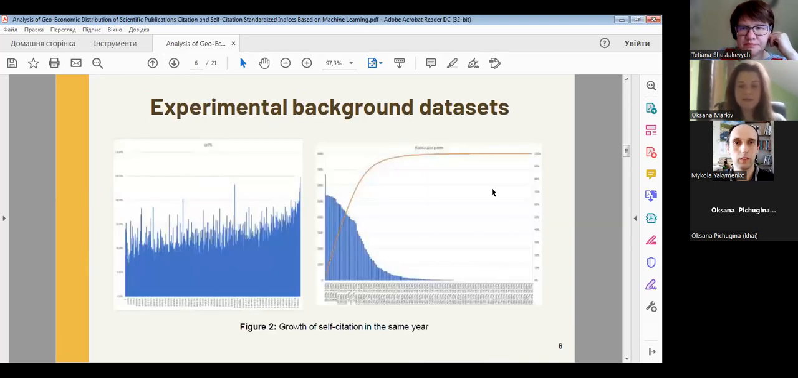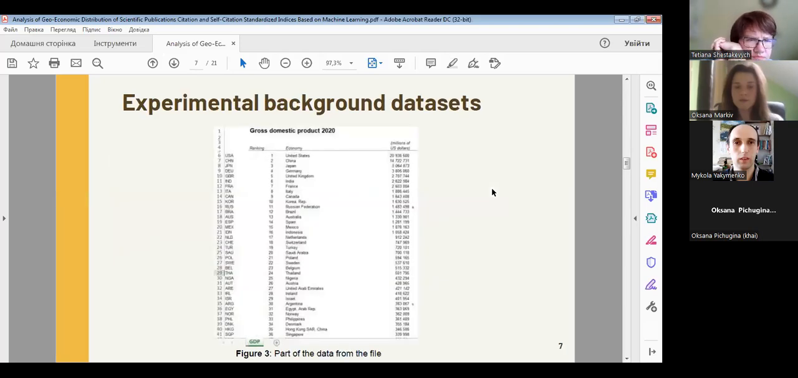The first data set about authors contains 46 fields, and here are diagrams that show the growth of self-citation in the same year. The next slide demonstrates the second data set. Data on the GDP of countries according to the World Bank. From this data set, 2 fields were used: the ISO3 representation of the country name and the actual value of GDP.